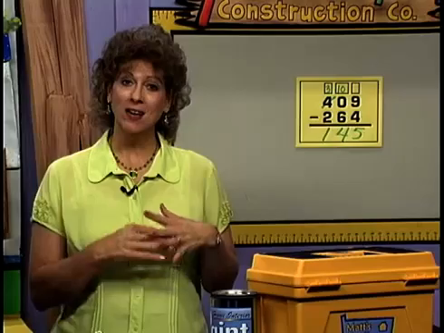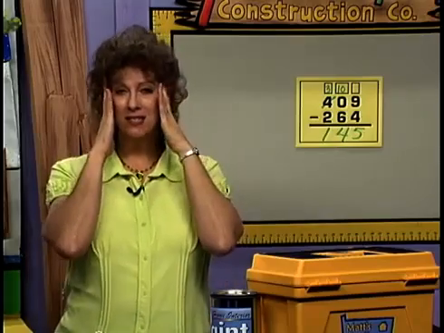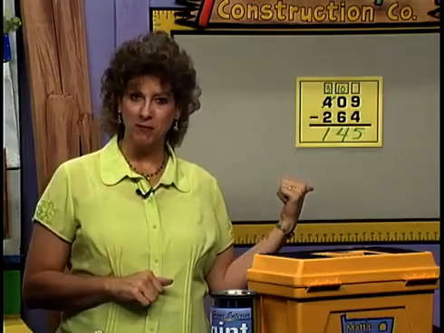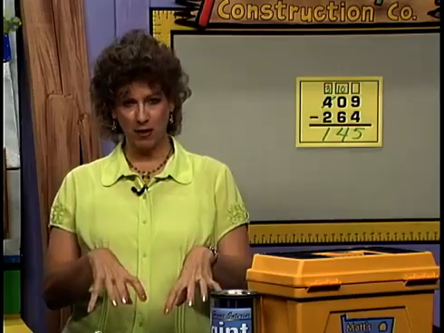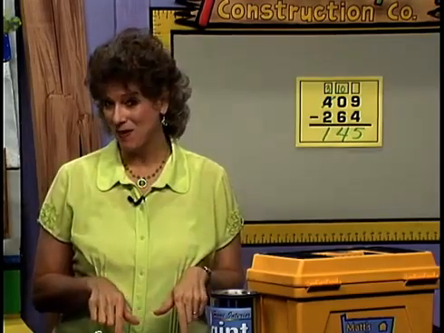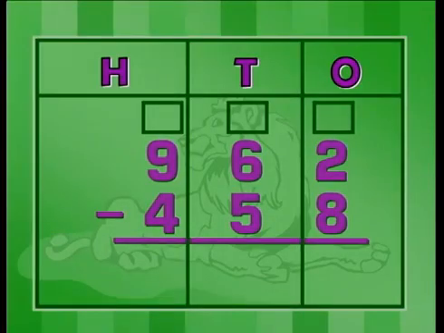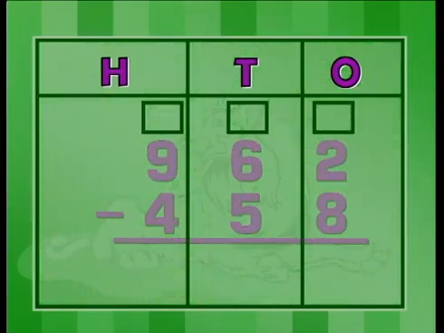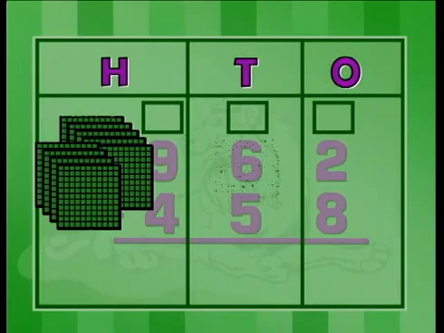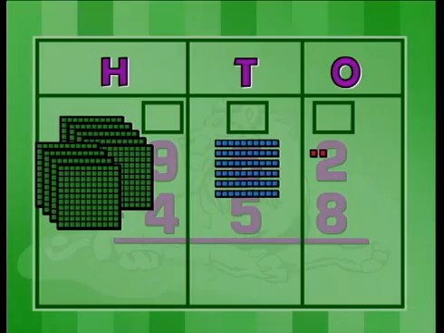So if we work things out on the place value mat, it really helps us to see what the numbers really mean. And once you learn to see the renaming on the place value mat in your head, then you won't need this anymore, okay? Let's talk through another one. 962 minus 458. What should we do? Okay, let's see, 2 minus 8. Can't do it. So there's not enough. So let's go over there to the tens.